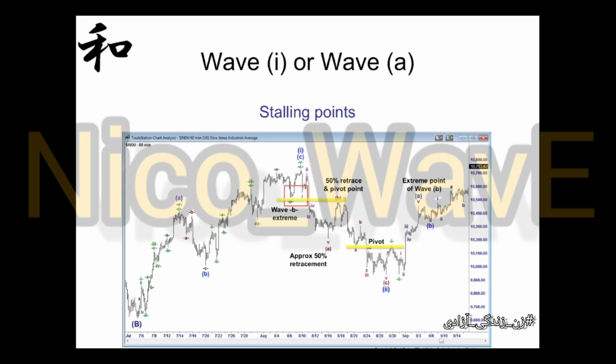We had a deep correction in wave 2, and then a decline in wave 3 because wave 1 was very deep. We had a very shallow wave 4 and an ABC in wave 5. This actually stalled within the span of this wave B and an approximate 50% retracement of this entire move.